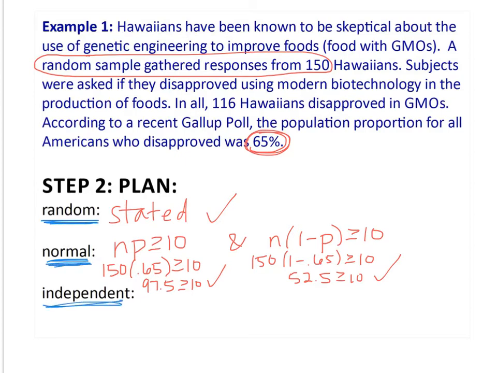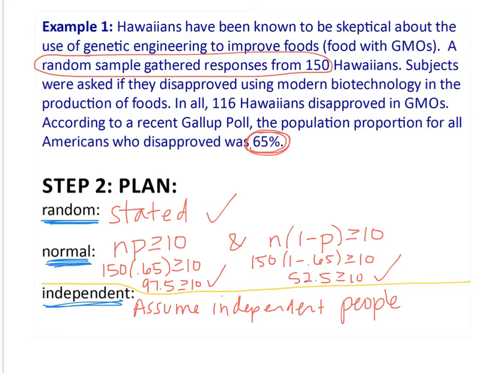And independent, we're going to assume they're independent people. So we're assuming they're independent people who I'm interviewing. I'll go ahead and mark the independence one down here. And we're going to assume that the population of Hawaiians is more than 10 times 150, or the population of Hawaiians is more than 1,500. And if you think about all the people on Hawaii, that condition makes sense.